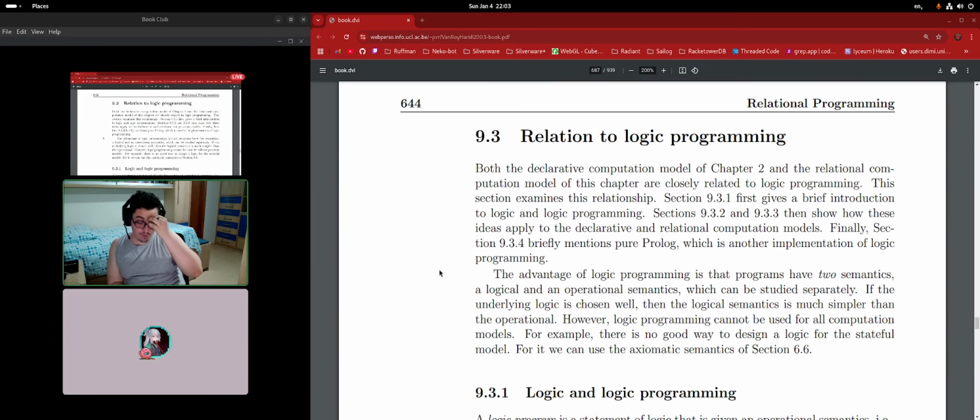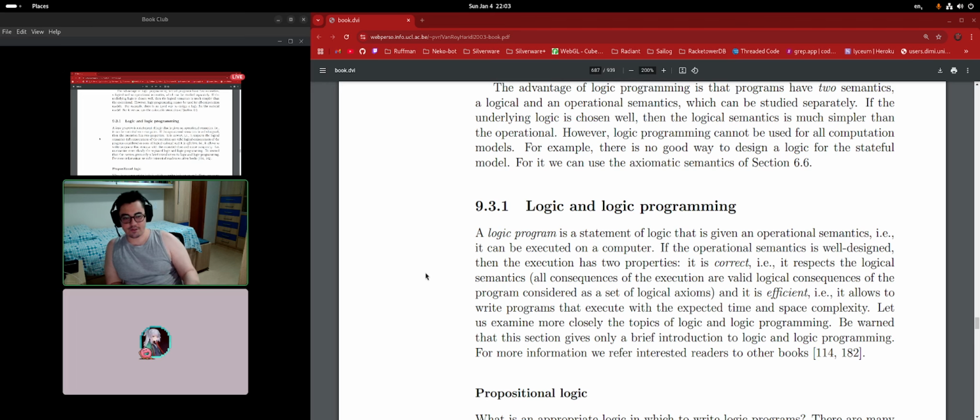So now, in relation to logic programming, because so far, remember, there is a question hanging, the elephant in the room. What is the difference between relational and logic programming? This is actually answered at the end of this chapter, at the end of 9.3, so I'm very happy about that.